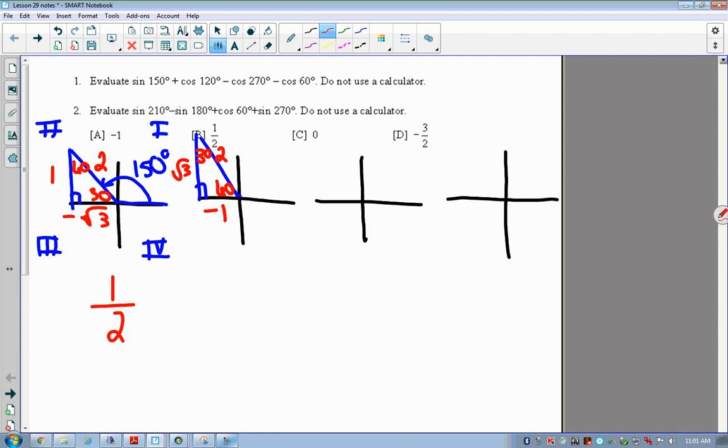Okay? I'm not using 30 as a reference angle. I'm using 60 as my reference angle, except it's adjacent over hypotenuse. What's adjacent to 60? Negative 1, and hypotenuse is 2.